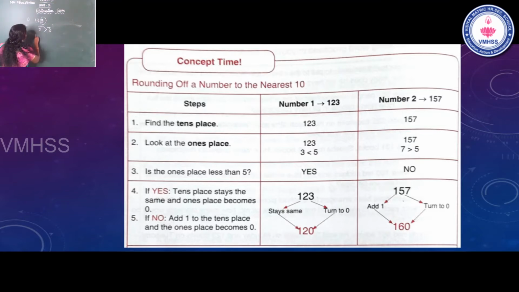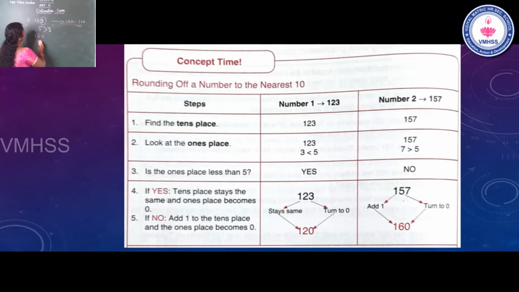So, now we get 120. Okay, students, see the ones place. Ones place is 3. Is it greater than 5 or less than 5? It is less than 5. So, in between the values 120 or 110, the nearest round of 10. Okay, not the 100. So, rounding a number to the nearest 10, the correct answer is 120. Okay, ma'am? Do you understand?